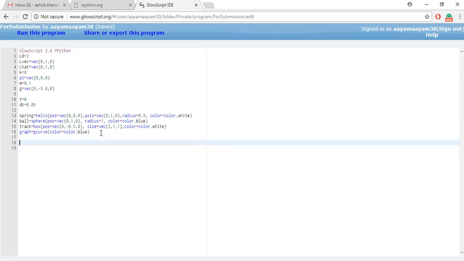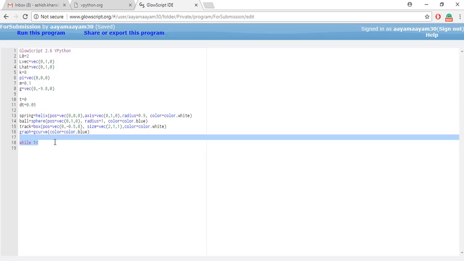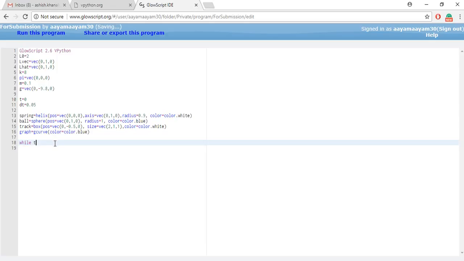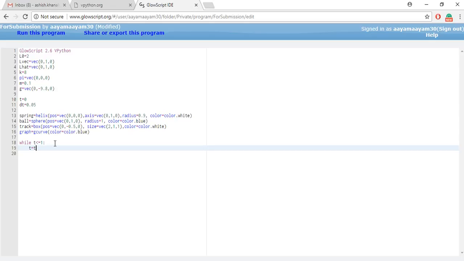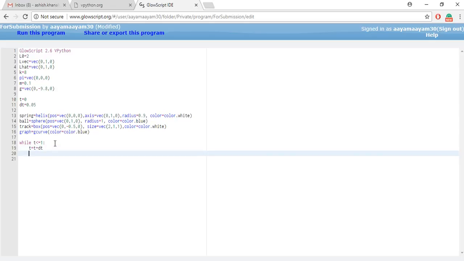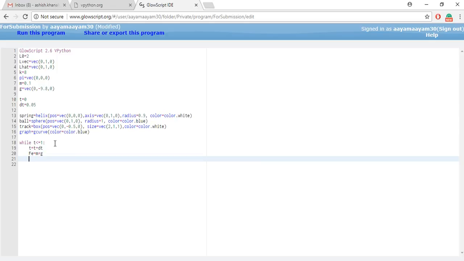Now we have to find the final position of the ball after 1 second when the hand is released. Sorry, that's 1 second. While t is less than or equal to 1, t equals t plus dt, F gravity equals m times g.